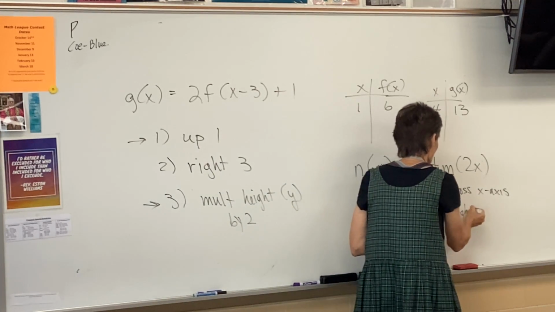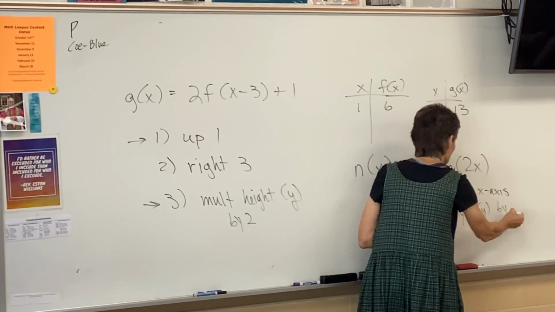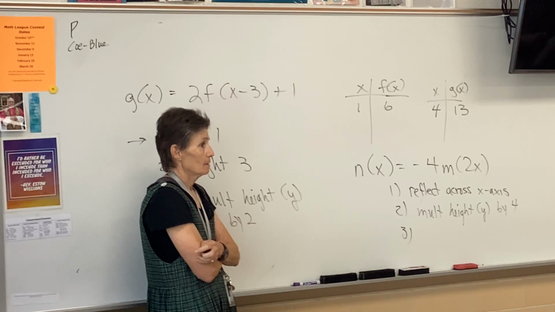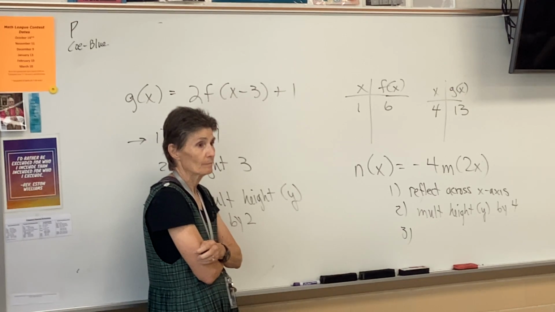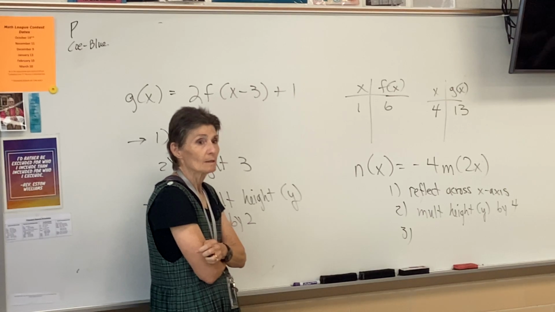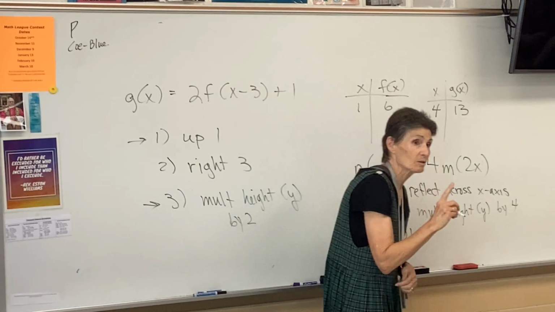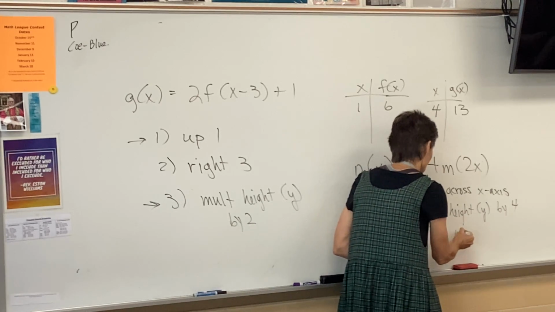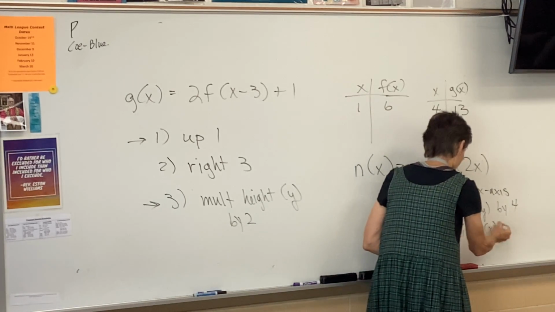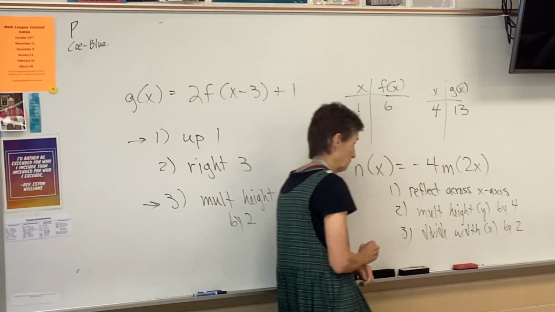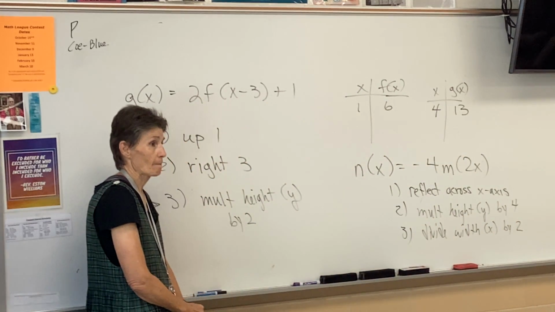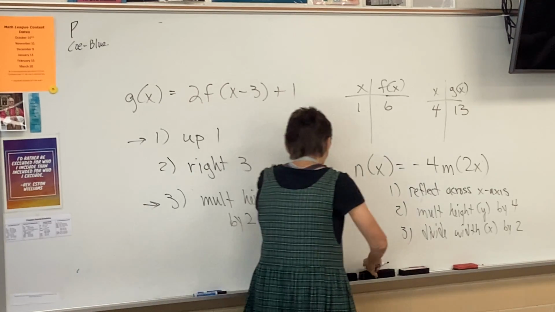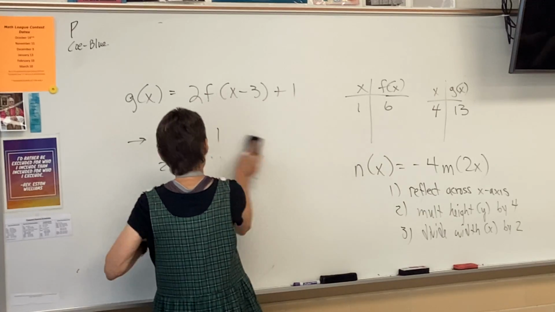And again, our height is y. And then divide the width by 2, and the width is the x's. So we're going to divide the width, which are the x's, by 2. Is that all right? Let's practice that with a point.